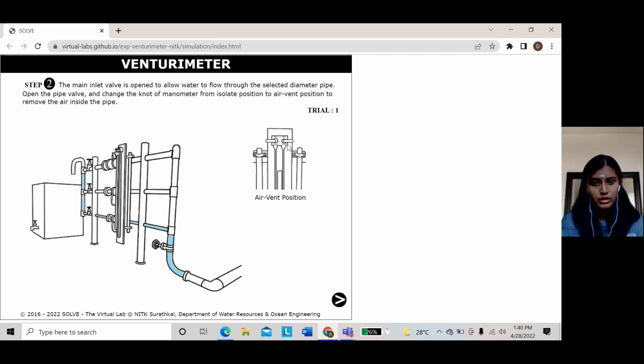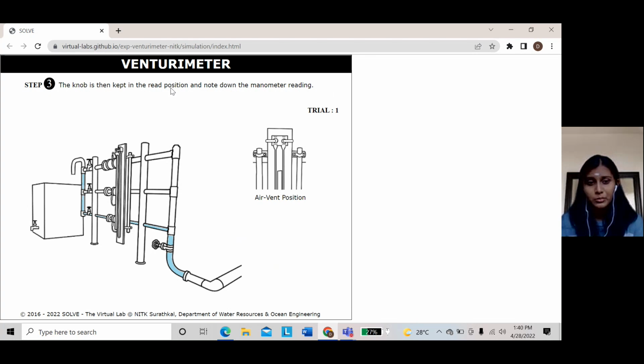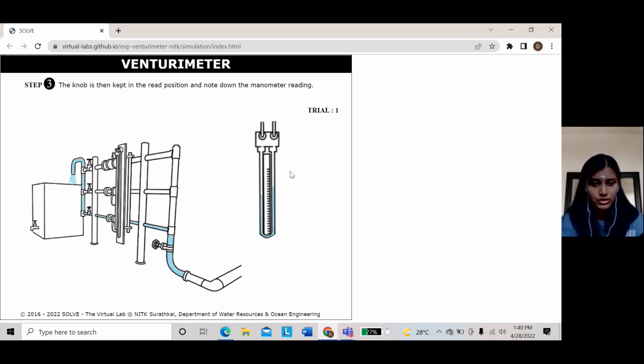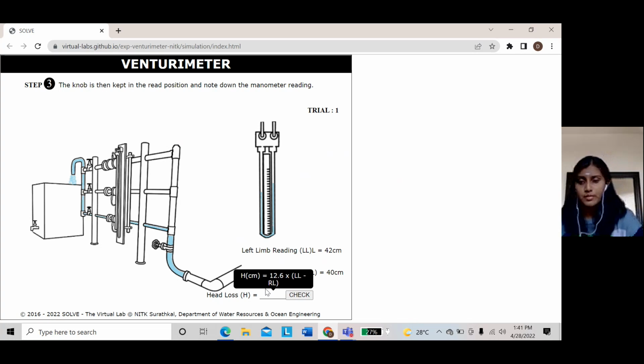Now, air vent position, isolate position to air vent position. Next, the knob is kept in the red position and we note down the manometer reading. Right now it's in the red position. What we get is left limb reading is 42 centimeter, right limb reading is 40 centimeter. Now let's search for head loss. Head loss is left limb reading minus right limb reading, then times 12.6.